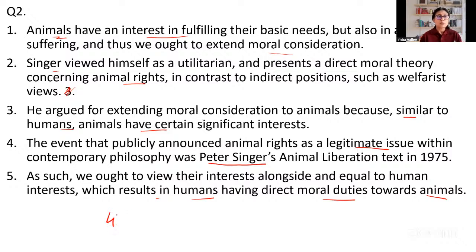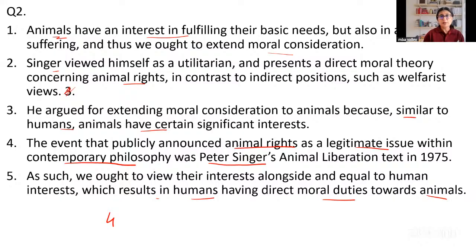So sentence 4 says the event that publicly announced animal rights as a legitimate issue within contemporary philosophy was Peter Singer's Animal Liberation text in 1975. Now, what is sentence number 4 doing? Sentence 4 is introducing a historical significance of Peter Singer's Animal Liberation, which sets the stage for discussion of what? Of animal rights in contemporary philosophy. ये देखो यहाँ लिखा है, मैं नहीं बोल रही हूँ, ये यहाँ लिखा हुआ है, animal rights in contemporary philosophy. Right? So sentence number 4 introduces.